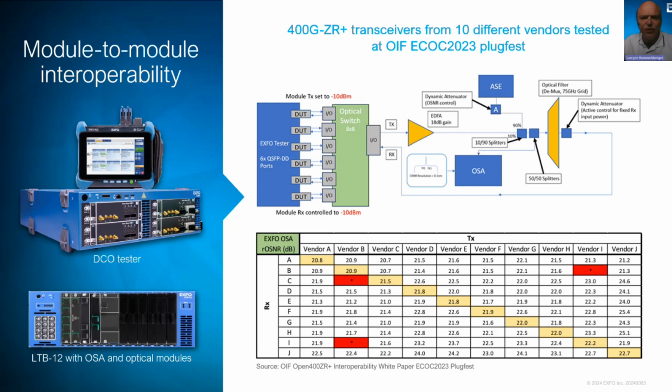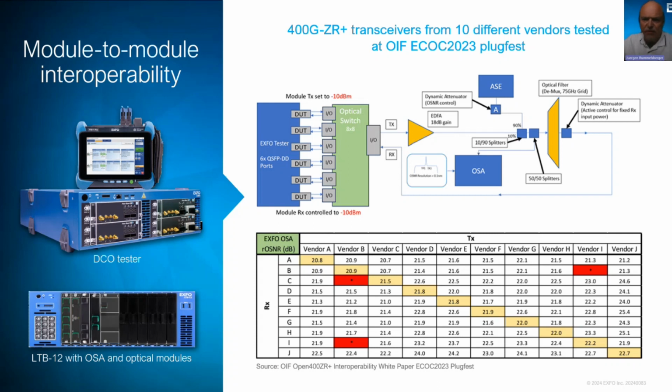But due to the insertion loss from the optical switch, the dynamic attenuator was adjusted to ensure that the module input power was controlled to minus 10 dBm. And then first, the link was configured to have a high OSNR, so around 30 dB, to ensure that the OpenZR Plus loopback link was established. And at this point, the ROSNR test process began.